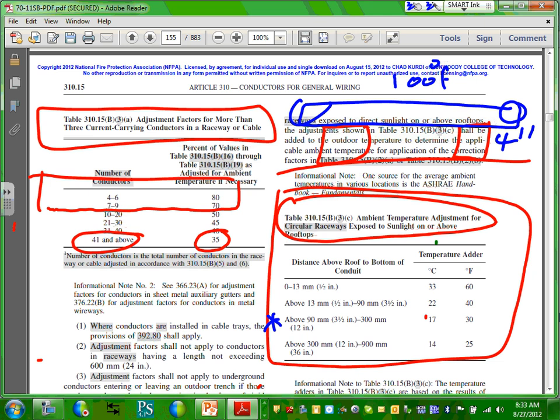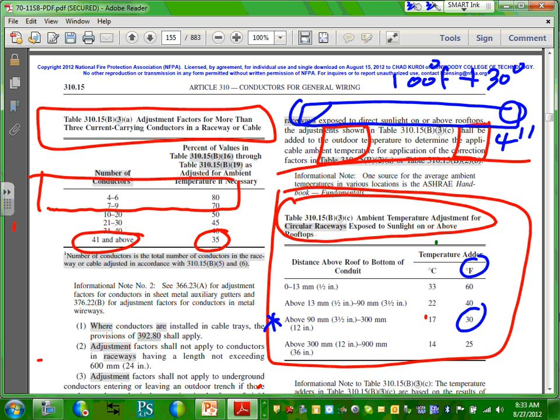If you're right here, what's your adder in Fahrenheit? 30. They call it the temperature adder. Okay, so what does that mean, Chad? It means you have to add another 30 degrees when you derate. So what's the corrected ambient temperature for this situation? 130. Then you go back to the table that we were in. Is that hard to use?